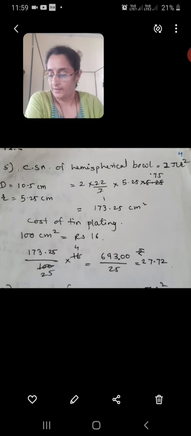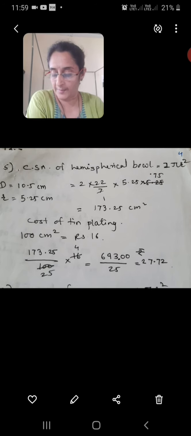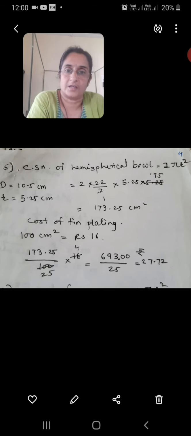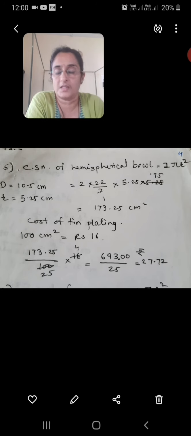In question 5, the question is: a hemispherical bowl made of brass has an inner diameter of 10.5 centimeter. Find the cost of tin plating it on the inside at the rate of rupees 16 per 100 centimeter square. So one hemispherical bowl is there, and we have to tin plate it. Tin plating means we are going to plate the curved surface area. It won't be the total, because the bowl doesn't have a total surface area, only a curved surface area.